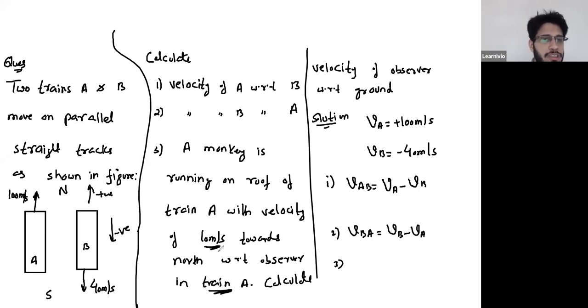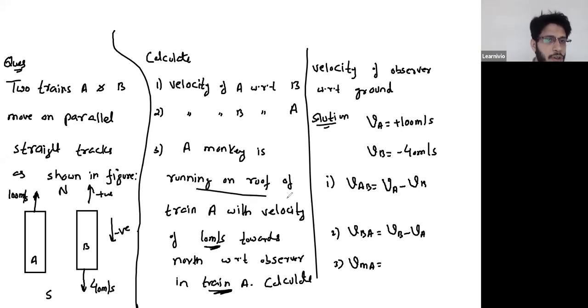So Noor, what is this 10 meter per second? This is VM, VA, VB. What is this? It's VMA, right? Yeah, it's velocity of monkey with respect to it. Would it be positive or negative? Positive. See, this 10 meter per second is not with respect to ground.